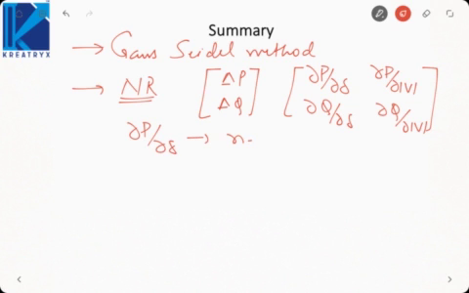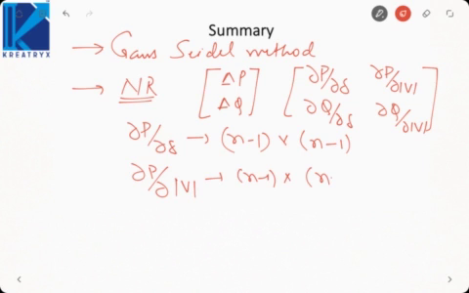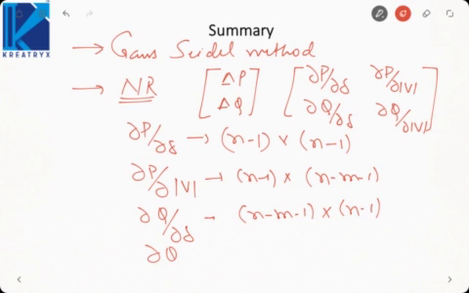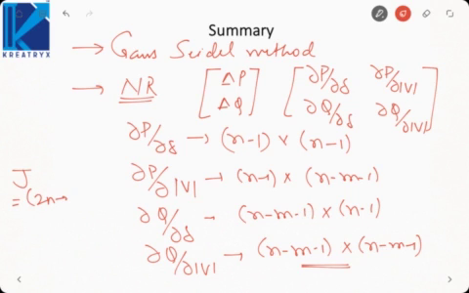It was n minus 1 cross n minus 1. Then it was n minus 1 cross n minus m minus 1. It was n minus m minus 1 cross n minus 1. It was n minus m minus 1 cross n minus m minus 1. Then we saw the algorithm for the load flow, and we saw the size of Jacobian was 2n minus m minus 2 cross 2n minus m minus 2.